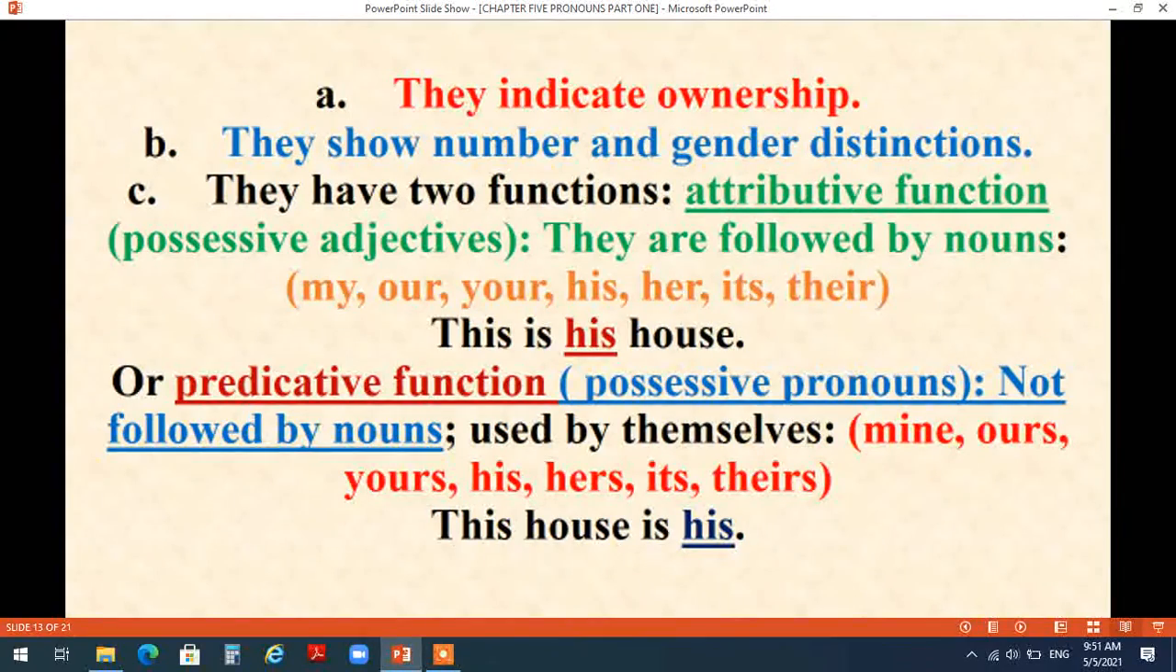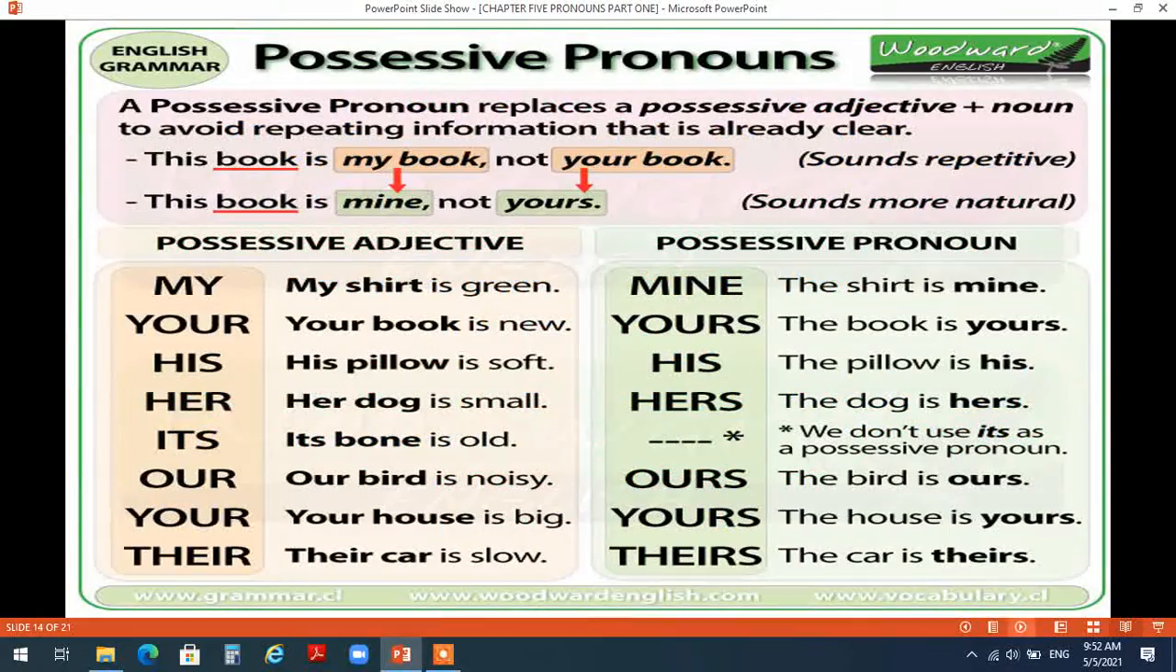إذن ما يميز هذا النوع أو هذه الوظيفة إنه الضمائر في هذه الحالة تأتي منفردة، أو يعني لا يتبعها اسم أو تأتي لوحدها في الجملة. For example, this house is his. إذن هنا استخدمنا his which is a possessive pronoun and it is not followed by a noun. This is called a predicative function.